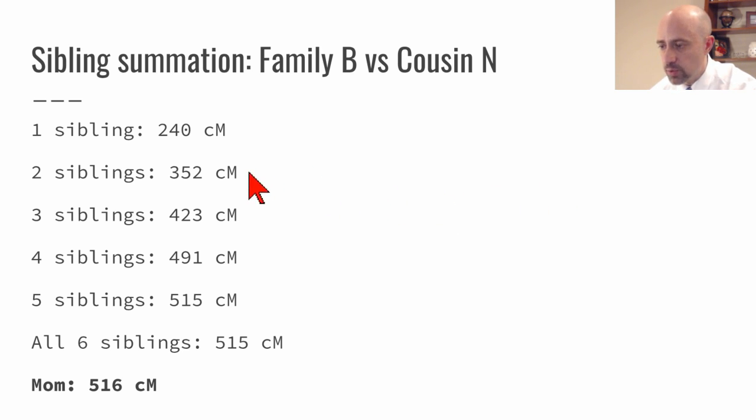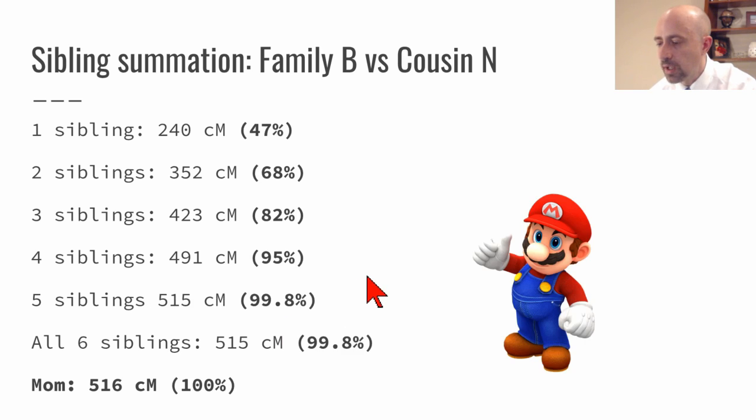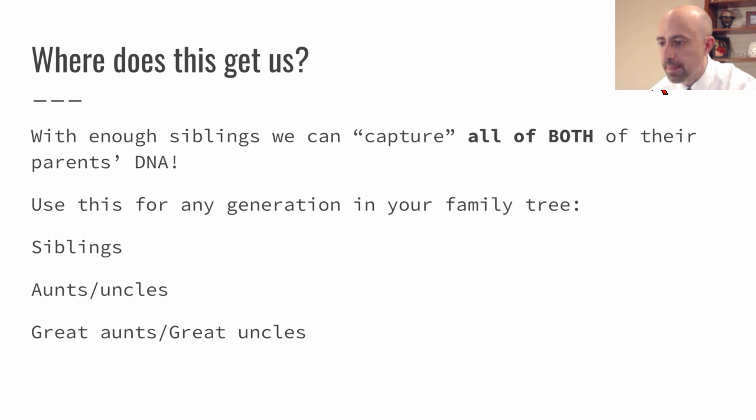And you can see how as you increase the number of siblings included in the sibling sum, you get right up to the total number. And this is expressed as percentages. So the same numbers expressed as percentages. And as you can see, with 5 siblings, we're essentially at 100%. With 4, 3, still really high percentages. So we'll move on. So again, if we test enough siblings, we capture all of both of the parents' DNA.